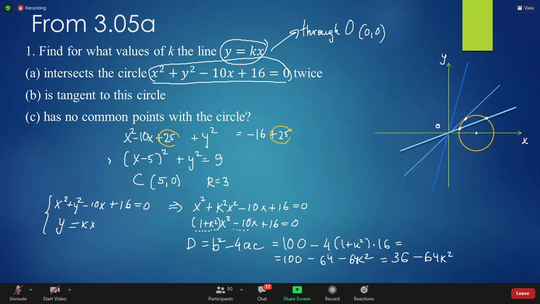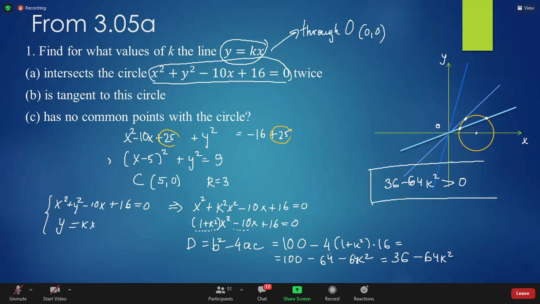And now all we have to see is, when is the discriminant positive? If the discriminant is positive, there will be 2 solutions, 2 intersection points. When the discriminant is equal to 0, then there's 1 point of intersection, that's the point of tangency. And when the discriminant is less than 0, then there are no common points. So let's see. 36 minus 64k squared intersects twice when it is greater than 0. We have to solve this quadratic inequality.